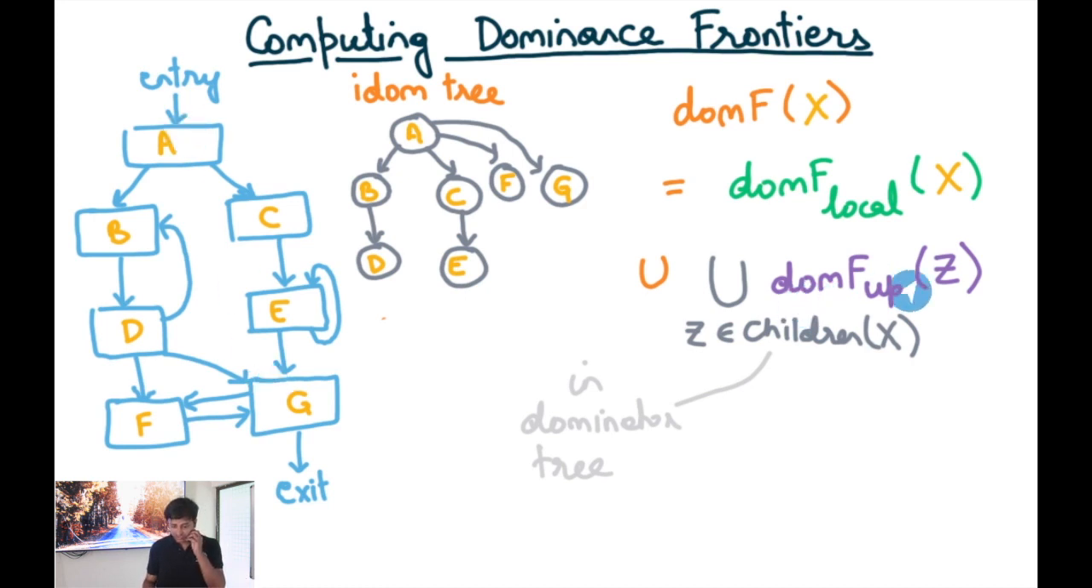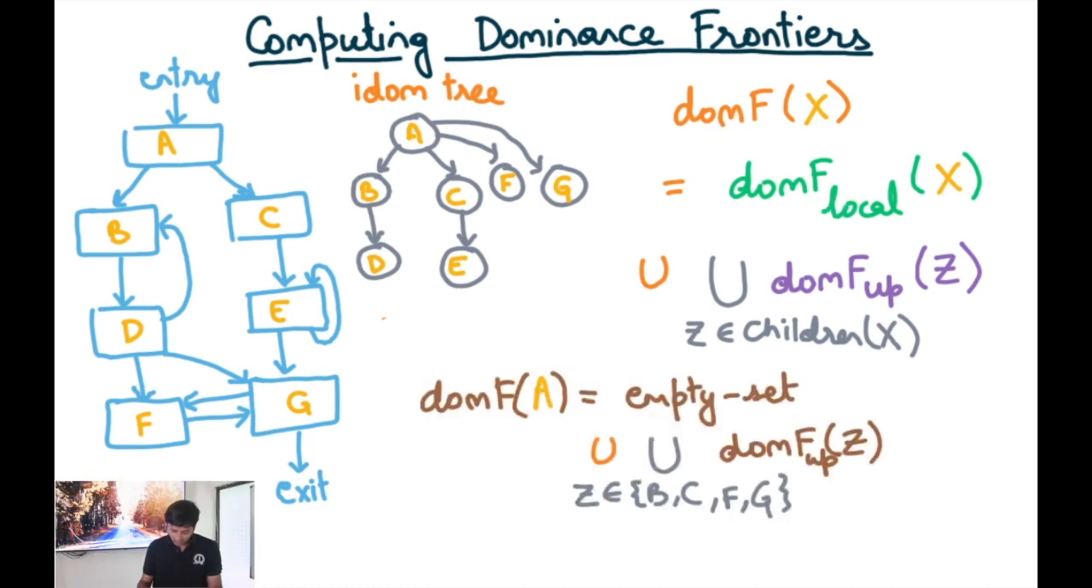So if I look at all the children of X, and let's say one of those children is Z, then I look at the DOMF up of Z and take the union of all of them, and then take that union with DOMF local, and all this will basically constitute my DOMF X. To see why this is true, let's take a few examples.